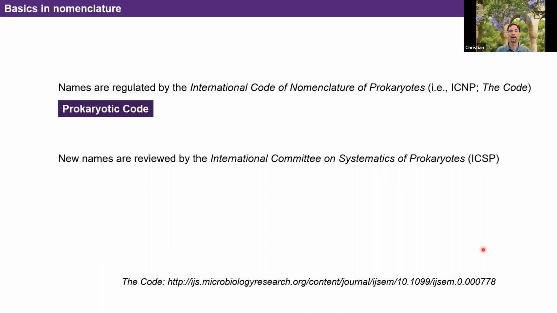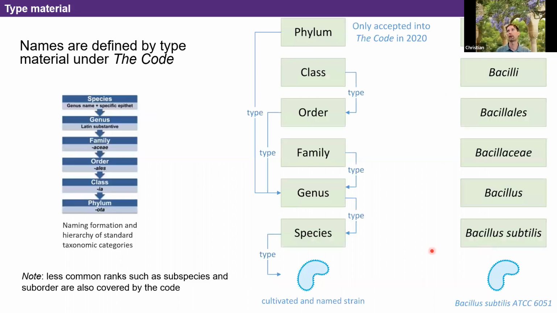Now, let's have a look at names and type material, and how the code works. I have this example here. If you focus on this part in the middle, what do I mean by type material under the code? Basically, the way the code is organized is that everything goes back to a type material. Let's start with the species. Each species has a type, which is a type strain. That is the type strain for a species.